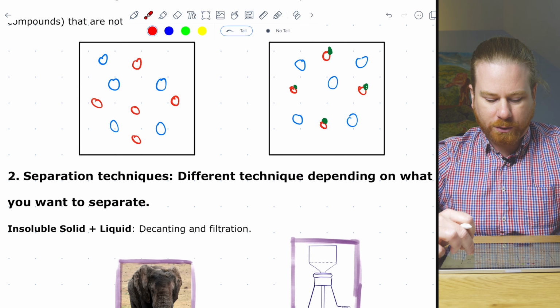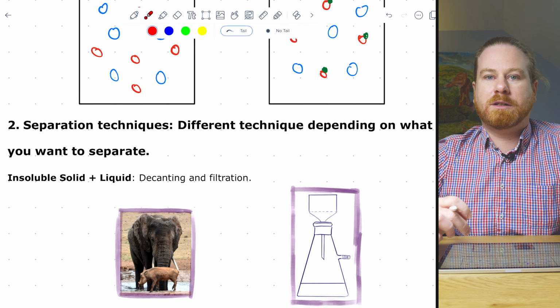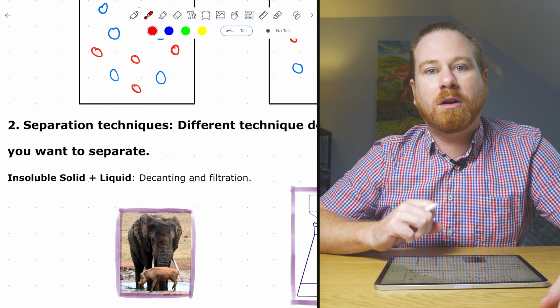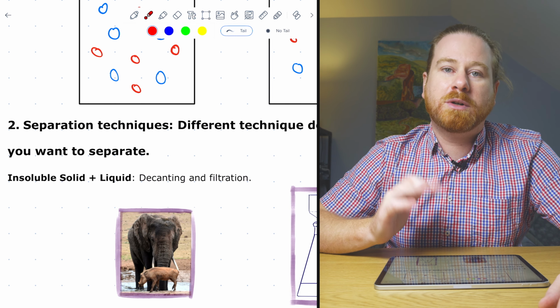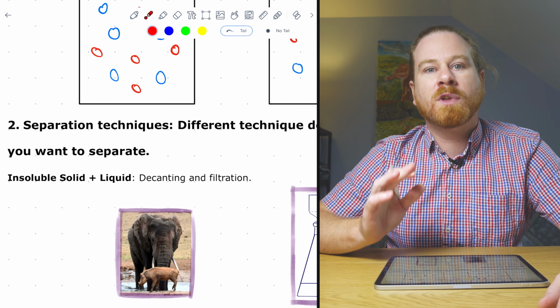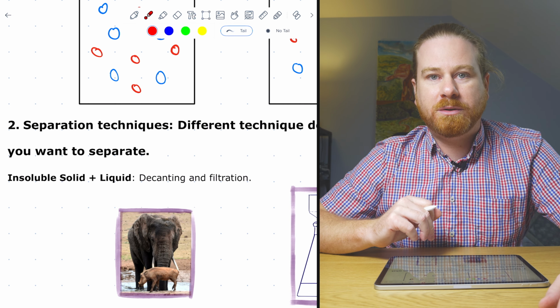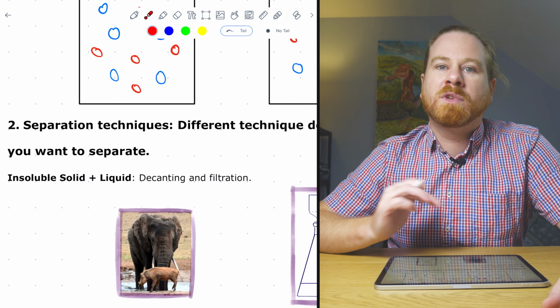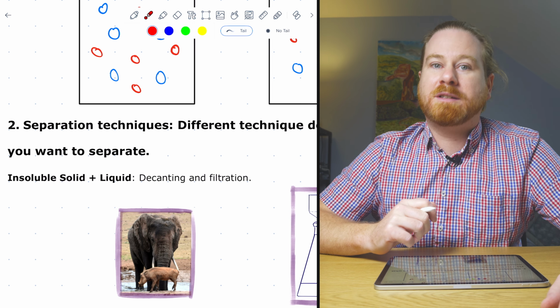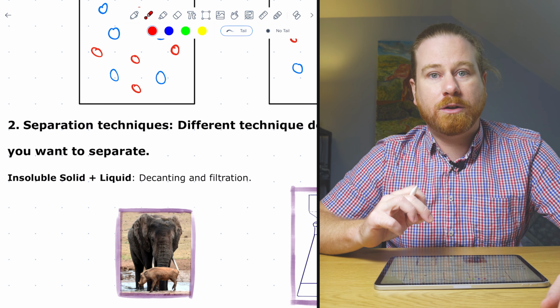Okay, so on to the separation techniques. The main techniques are filtration, distillation, crystallization and evaporation, chromatography, and using a separating funnel. Depending on what you want to separate decides on the technique that you go for.